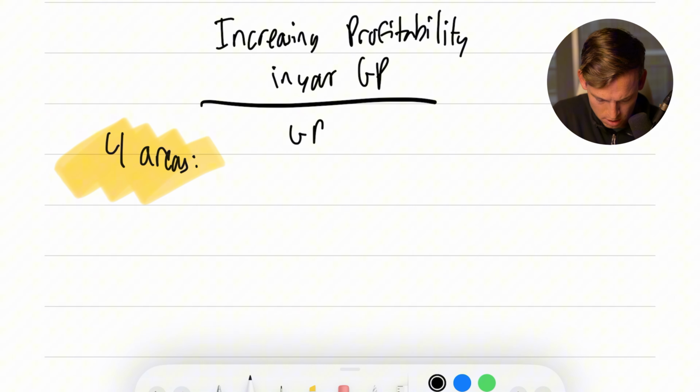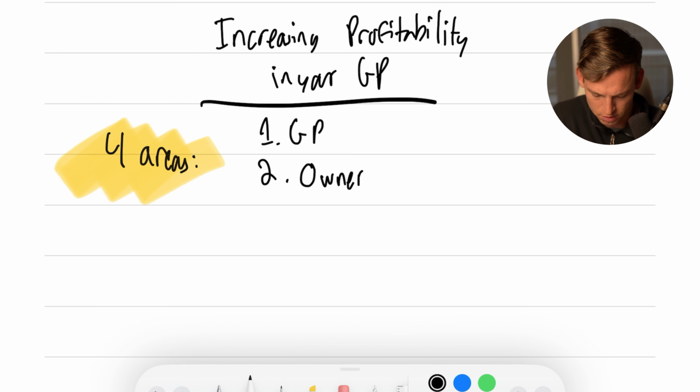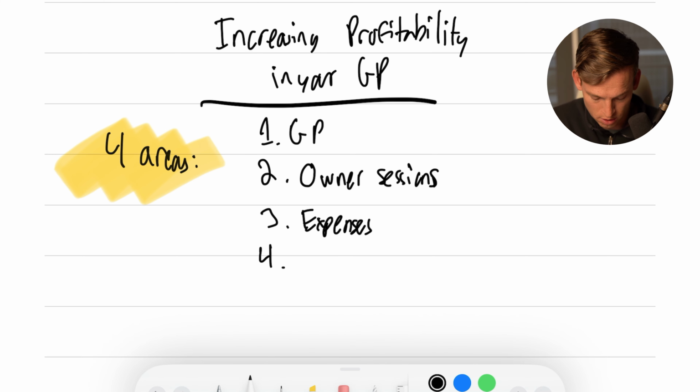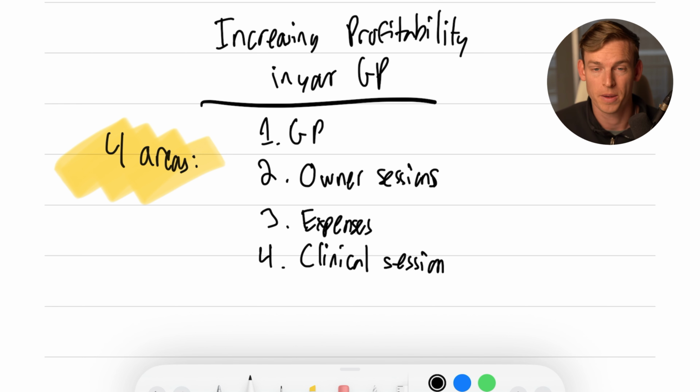First is going to be your gross profit per session. Second is going to be owner sessions. So if you're seeing your own clients, how do we optimize that? 3 is going to be expenses. And 4 is going to be clinical sessions. So non-owner sessions, how do we optimize that as well?